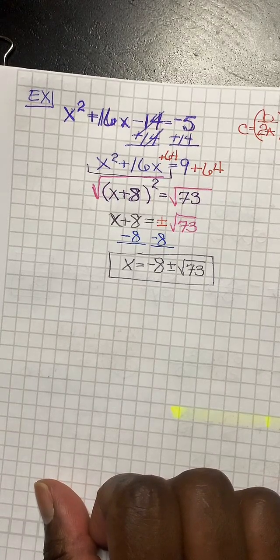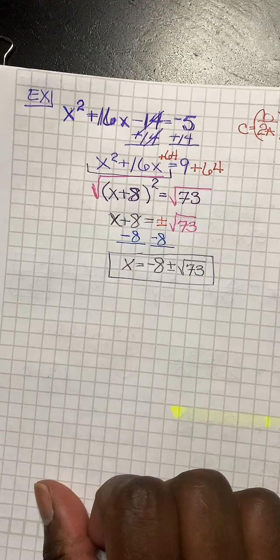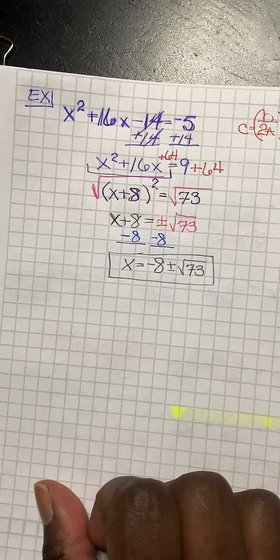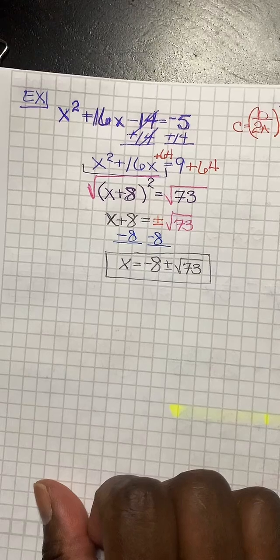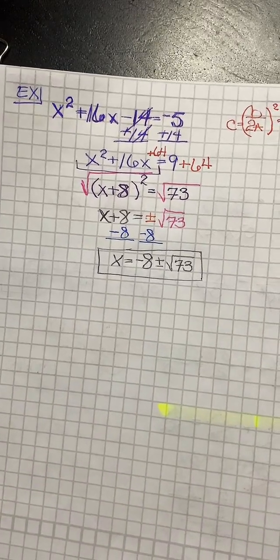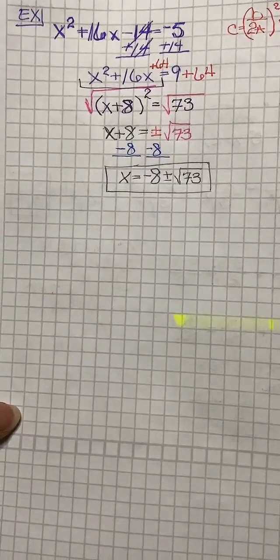Original was x squared minus 16. No, the original was x squared plus 16x. It was like x squared plus 16x minus 14 equals -5. Okay. All right. Okay, we're all still here.